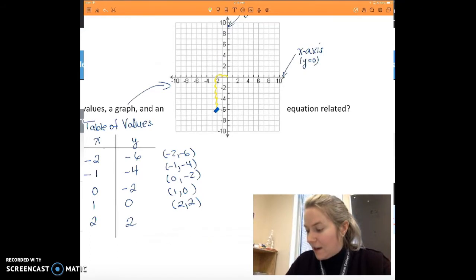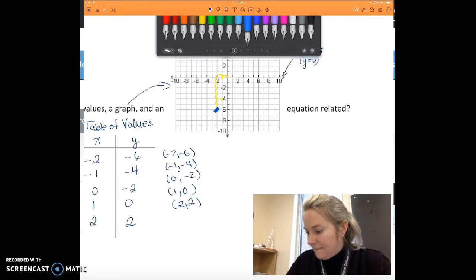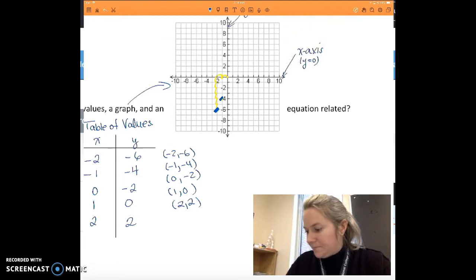Let's look at point 2. -1 is here. -4 is there. So you always start by starting at 0, 0, go over to the x value, and then go to the y value. So in this case, 0 is the x value, which is right in the center, and -2 is right there. So that's our third point. Then we have 1, 0, which is there, and 2, 2, which is there.